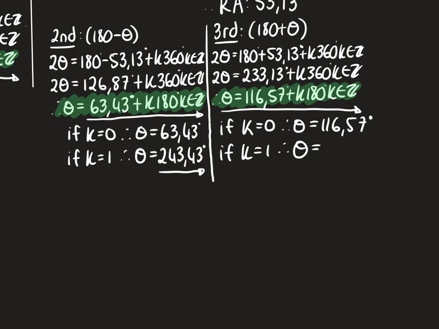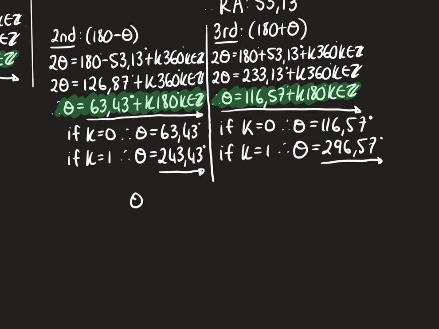So if I make that 1, so 116.57 plus my 180, that's going to give me 296.57, and that is definitely going to fall in my domain of 0 to 360. If I make it 2, we can clearly see that it's going to be way bigger than 360, and if I make it -1, I can clearly see it's going to be a negative number, which isn't part of my domain. So that would be my 2 solutions for quadrant 3.